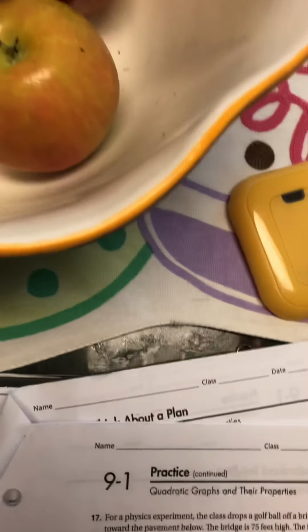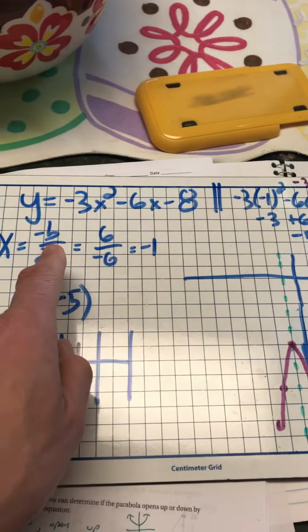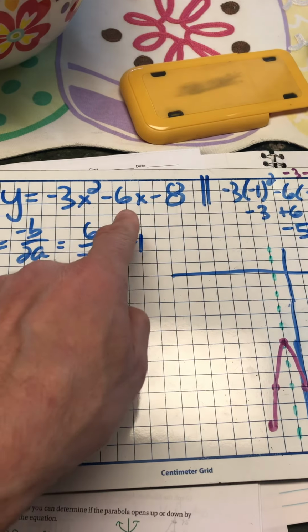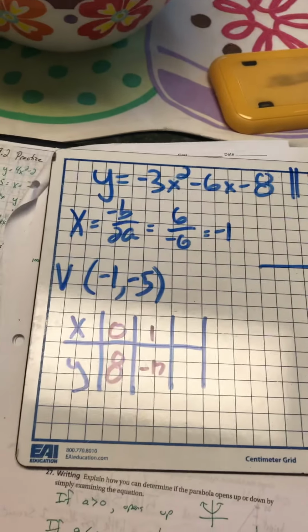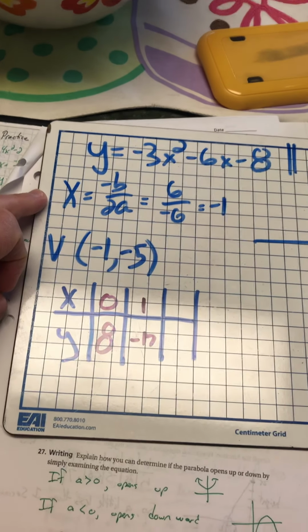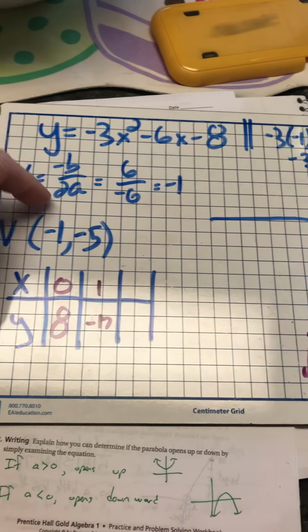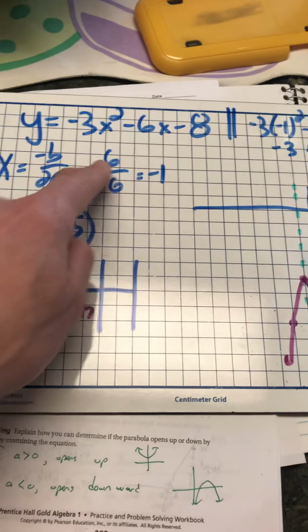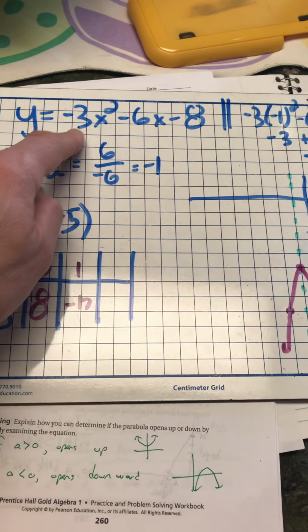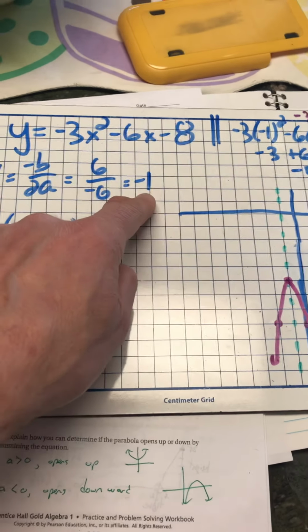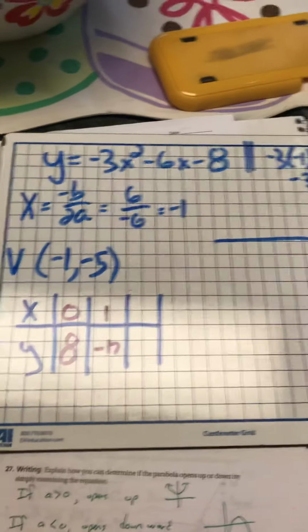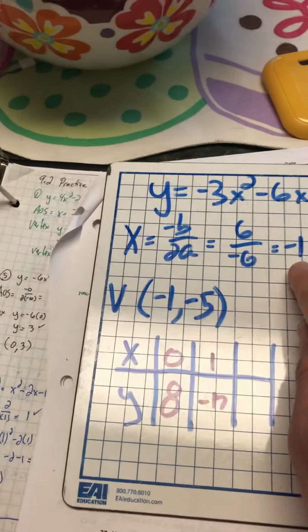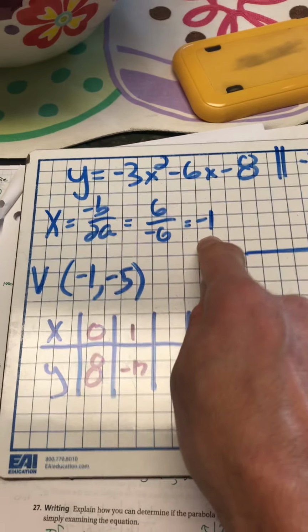In 9.2, if you were asked to solve a quadratic or graph a quadratic, y equals negative 3x squared minus 6x minus 8, the first thing you want to do is find the axis of symmetry, which is going to be the opposite of b over 2a, right? There's a, there's b, there's c. So the opposite of negative 6 is 6 over 2 times negative 3, which is negative 6. We get negative 1. Some of you guys struggled with that. So the equation for the axis of symmetry is actually x equals negative 1.